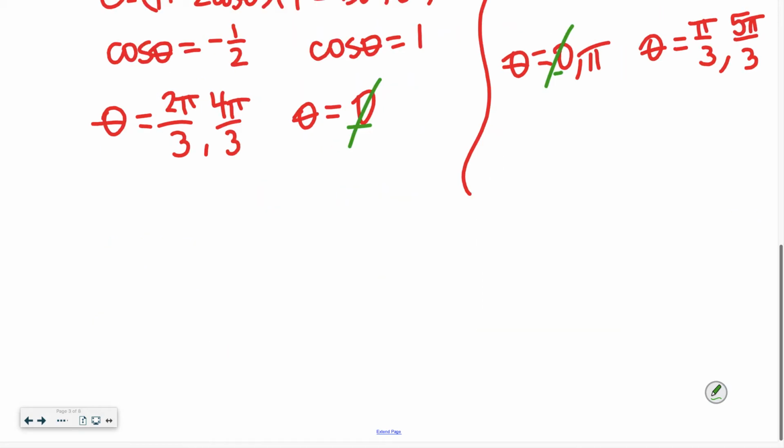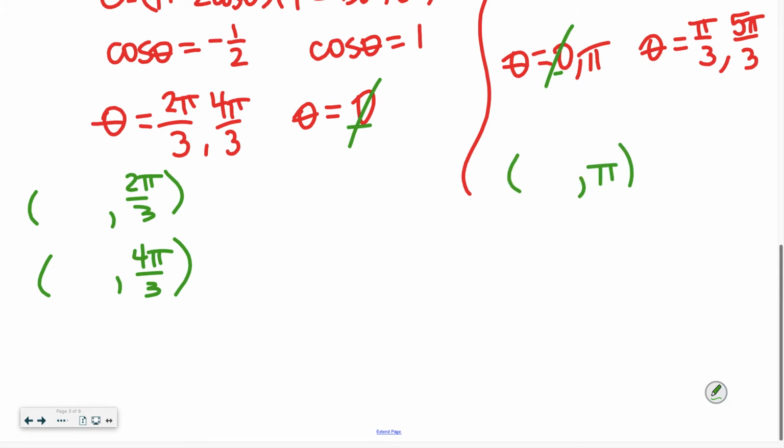Now, I want you to give me the coordinates in which this occurs. So we need to figure out the r value for these. Let's divide and conquer. Benjamin and Chris take 2 pi over 3. Nick and Haley take 4 pi over 3. Matthew and Caleb, you're going to take pi.